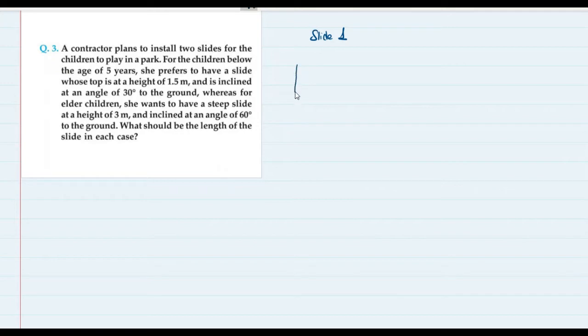Let's draw a triangle like this. Okay, so let's name this triangle. Now of course this is right angled over here. Let's name this triangle ABC. The top of this slide is at a height of 1.5 meter. So AB is 1.5 meter and is inclined at an angle of 30 degree to the ground. So this angle is 30 degree.